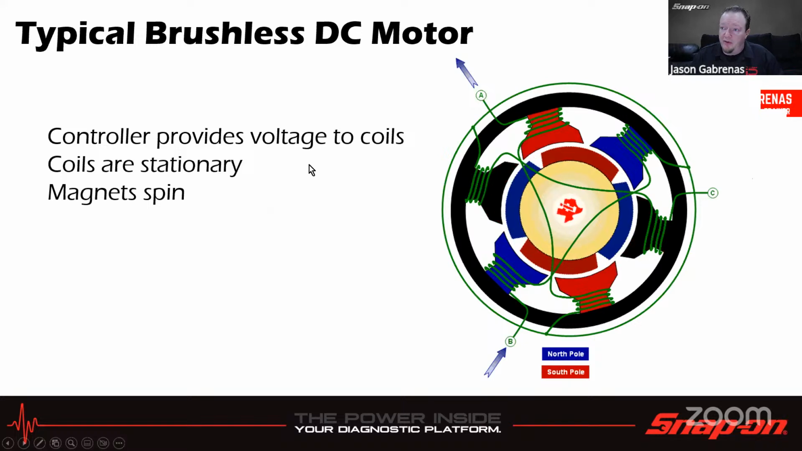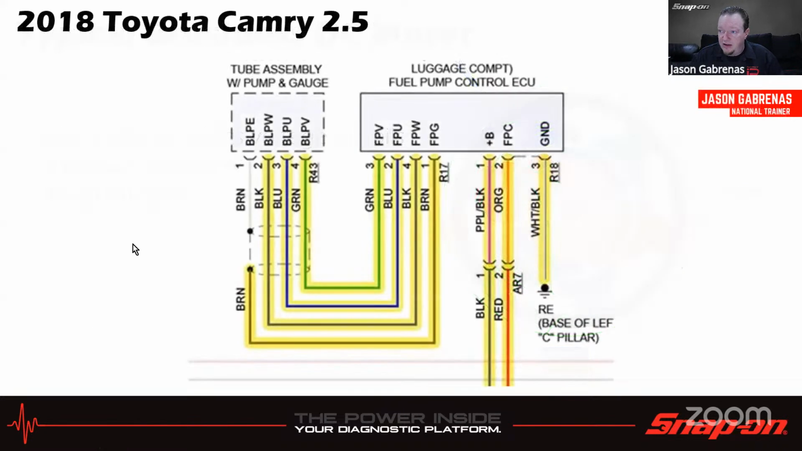The controller provides a voltage to the coils. The coils are stationary and the magnets spin, like I said. So this is out of a Camry. A fuel pump control unit is back there, and we have our U, V, and W legs that go over there, and then we have fuel pump ground as well.